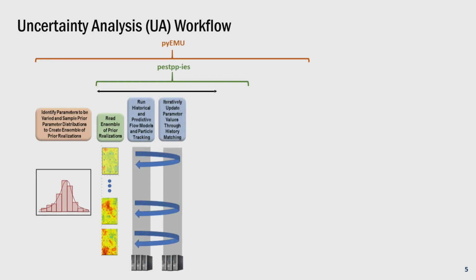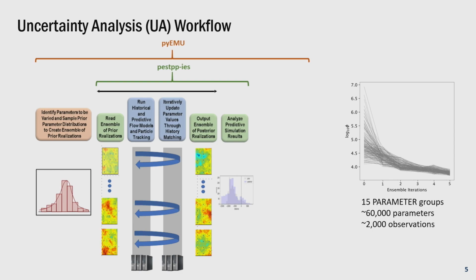We go through a process of running our predictive and historical models. In this case, it's a MODFLOW 6 model, followed by particle tracking. And we use the particle tracking to evaluate the long-term outcome of a contaminant of concern. We will run this iteratively with PEST. And by the time that we feel comfortable with the number of iterations, we will calculate our predictive uncertainty, which I will explain in more detail in the next slide.